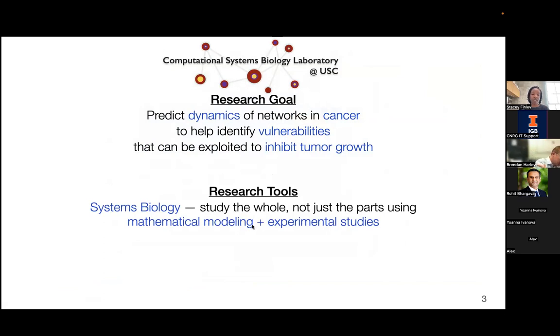That means studying the whole instead of individual parts. So not just one reaction or one molecular species, but how those reactions and species are involved in a larger network and give rise to system level behavior. We can do that using mathematical modeling, which is the expertise of my lab. And we lean quite closely on experimental collaborators to provide data for building the models and also validating the model predictions.